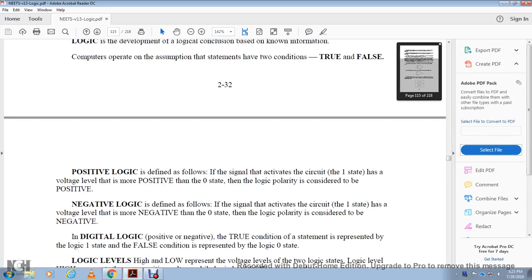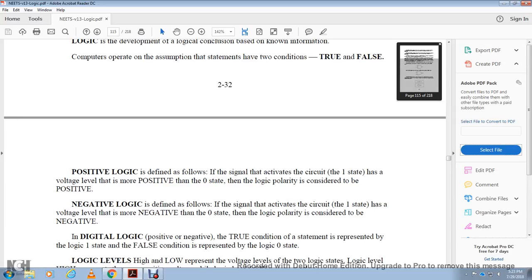Positive logic is defined as a signal that activates with a trigger, where the one state has a voltage level that is positive relative to the zero state, so the logic polarity is considered to be positive. Negative logic is defined as a signal that activates where the one state has a voltage level more negative than the zero state, so the logic polarity is considered to be negative.